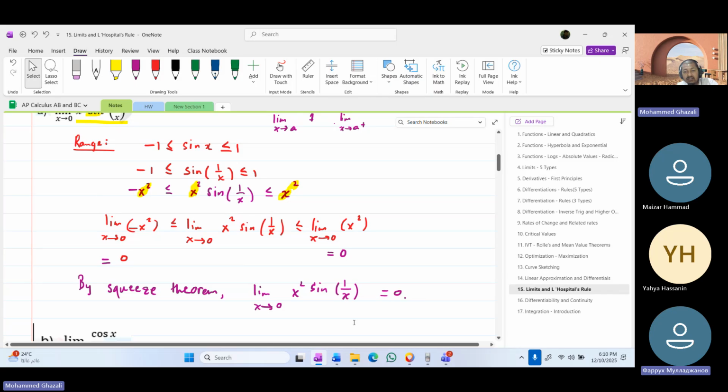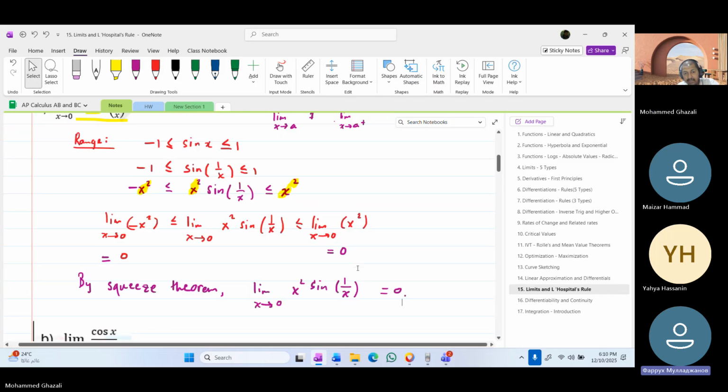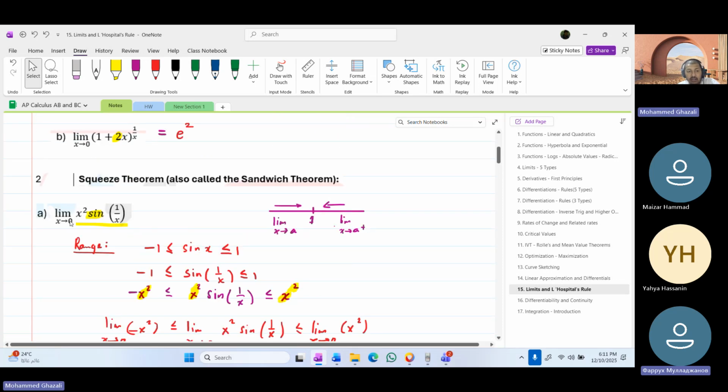Sorry, Mr. Ghazali, one question: do we do it like this because if you replace x by 0, we will get undefined? Yes, that's why we do it like this. It's a special technique of limits, which is called the squeeze theorem.